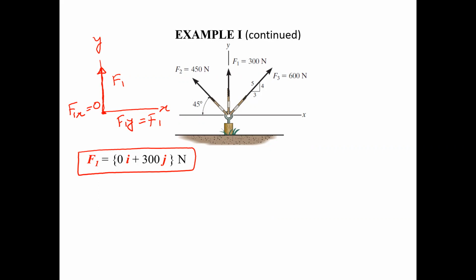And always write the units, newtons, right? Because all the forces are in newtons, right? So that's why we have the unit of newtons here with F1. Okay, so 0I means 0 because F1X is 0, and 300 times J. So 300 is the magnitude and J gives the direction of Y-axis. All right, so that is your F1 resolved into two components. Now let's talk about F2.